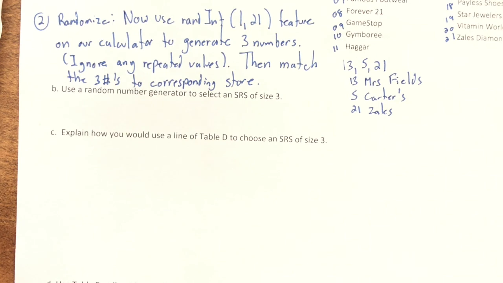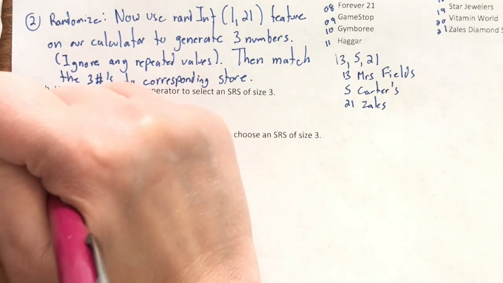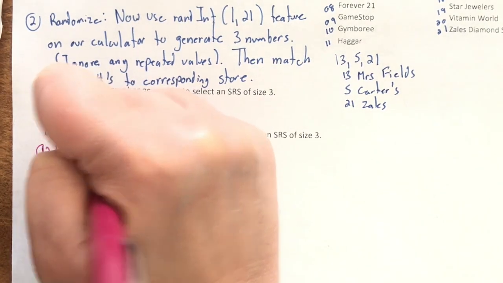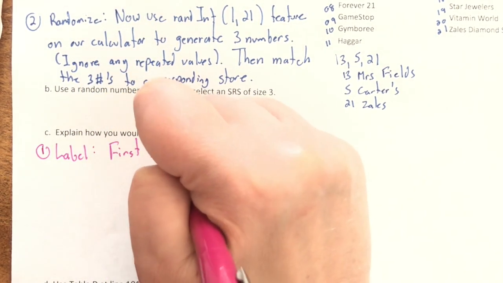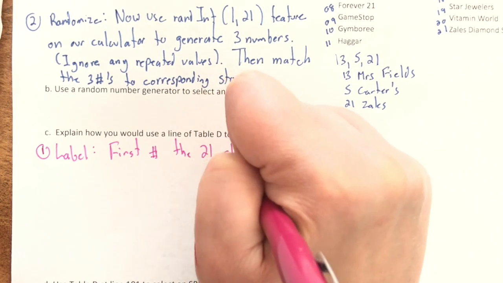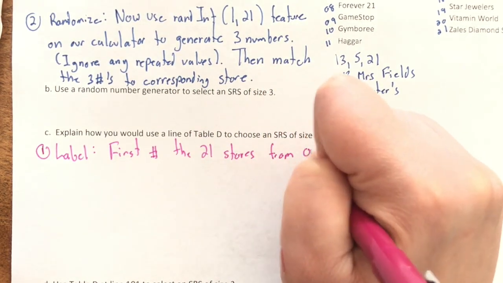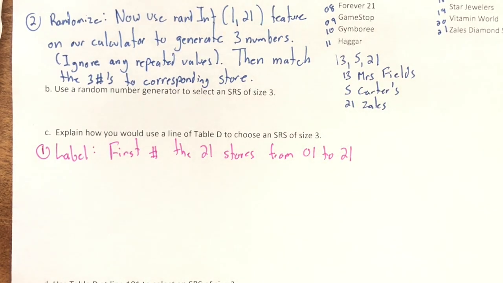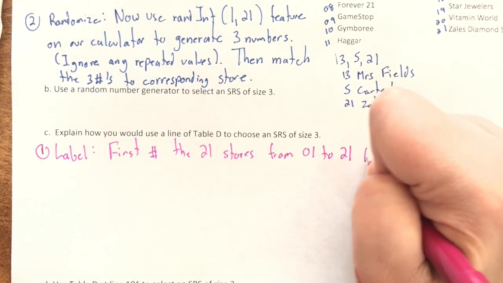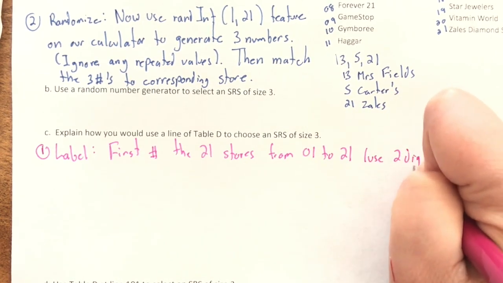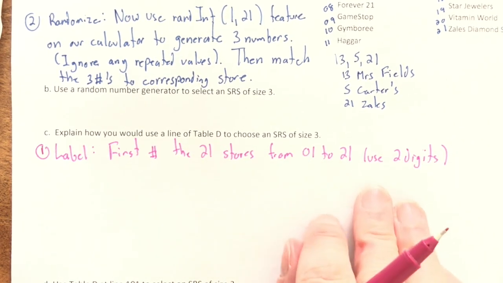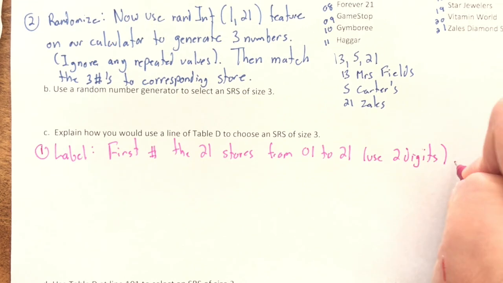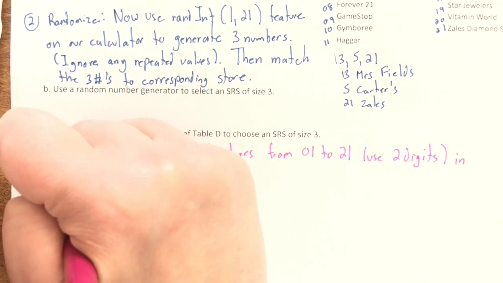Explain how you would use a line of table D to choose a simple random sample of size 3. So first, when we explain, you have to explain the label, just like we did above. So we're going to number the 21 stores from 01 to 21. Notice we had to use 2 digits, I'm putting that in for your notes. You didn't necessarily have to use 2 digits, but you showed here that you're using 2 digits from 01 to 21. And again, we were doing it in alpha order, so we're going to state that as well.